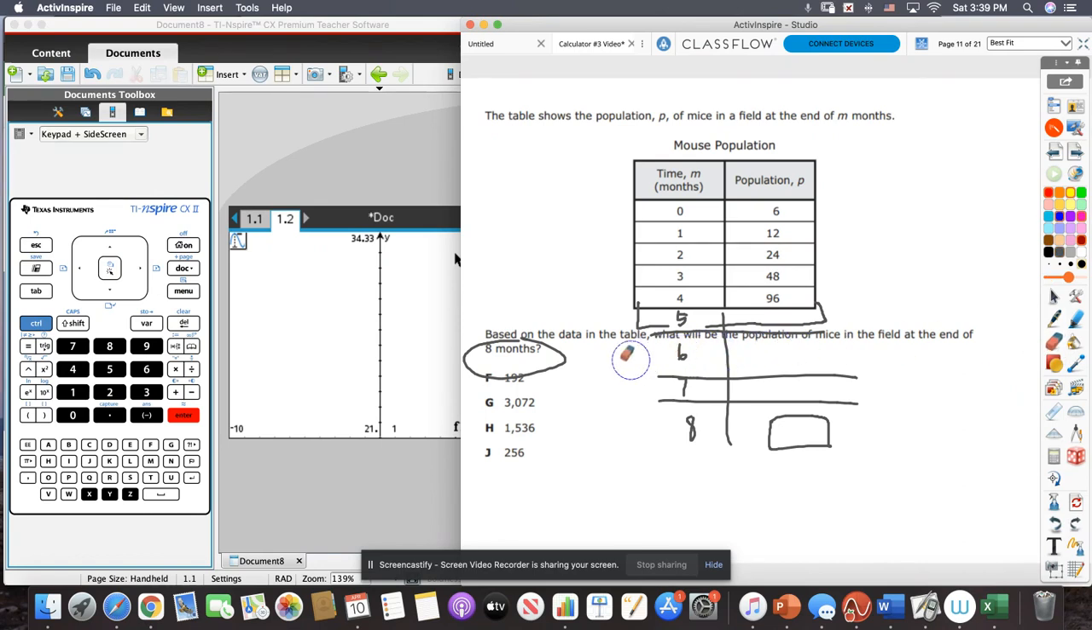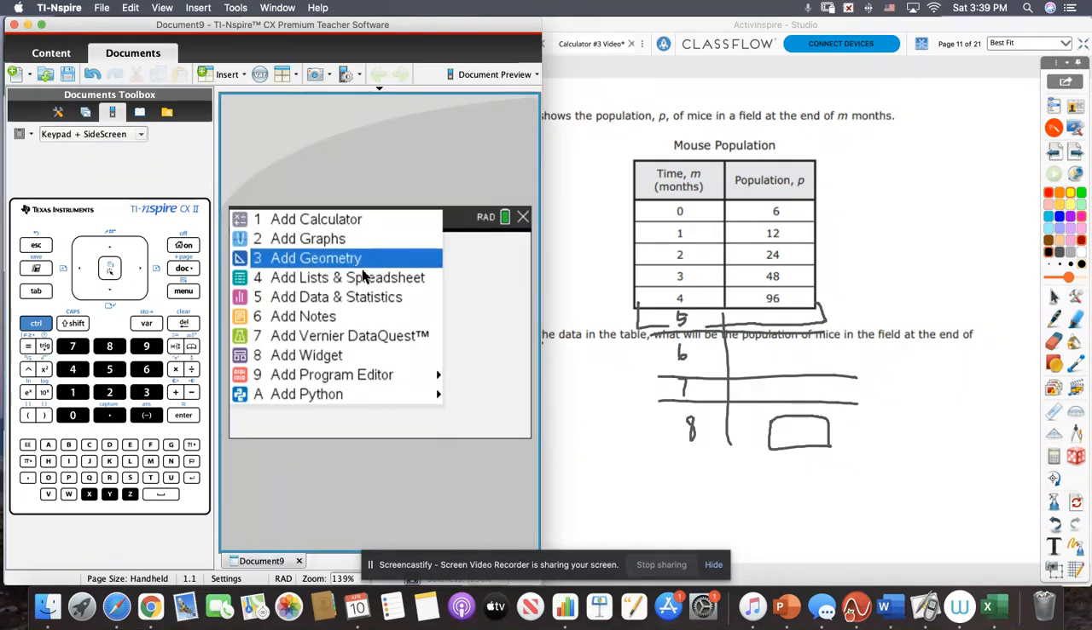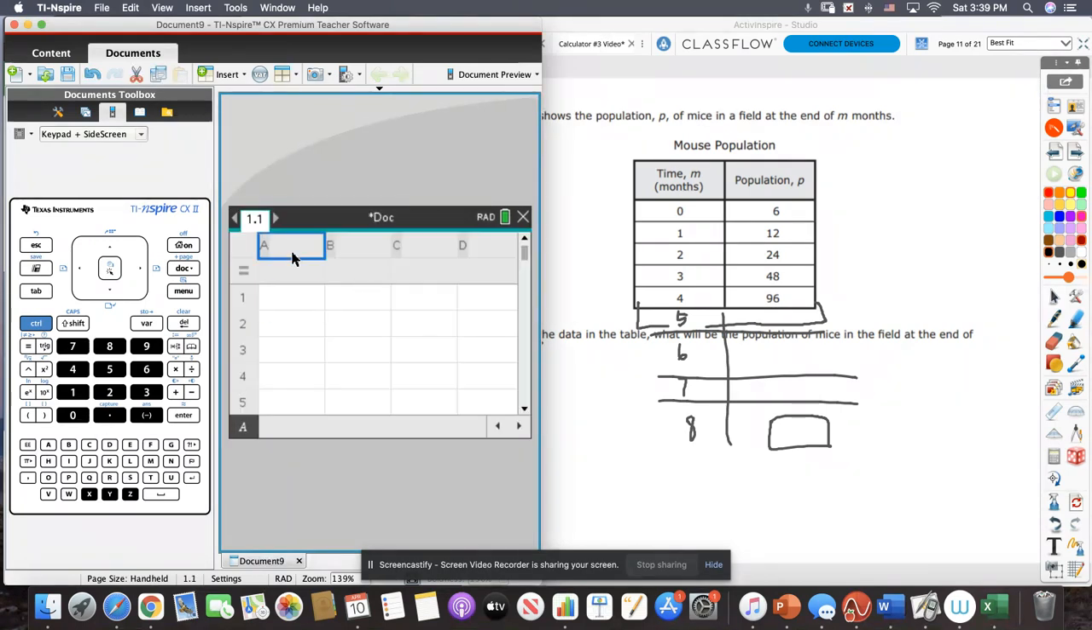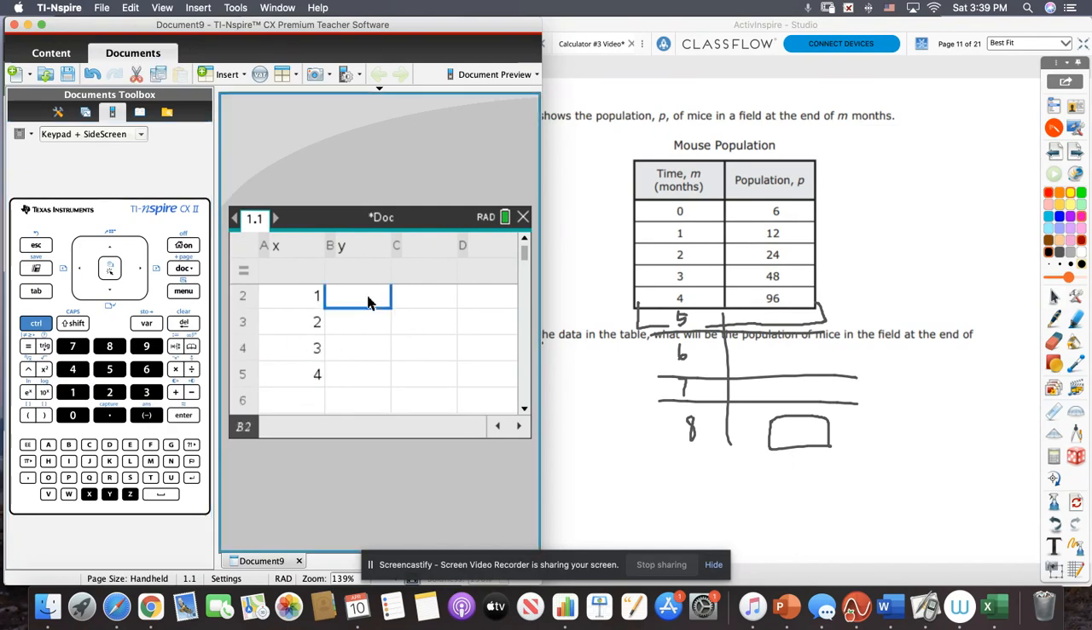Now, this one doesn't say anywhere that it's a line, it doesn't say it's a quadratic, and it doesn't say it's an exponential. So home, new document, save changes, no. Add a list in spreadsheets. Again, X and Y have to go at the top. That's the most missed thing on this one, is you guys forget to put the X and the Y at the top. Okay, they gave me 1, 0 through 4.